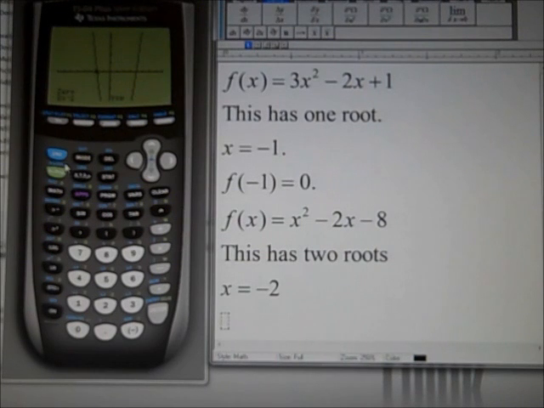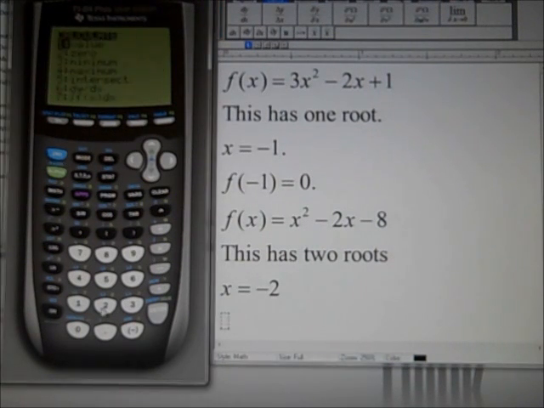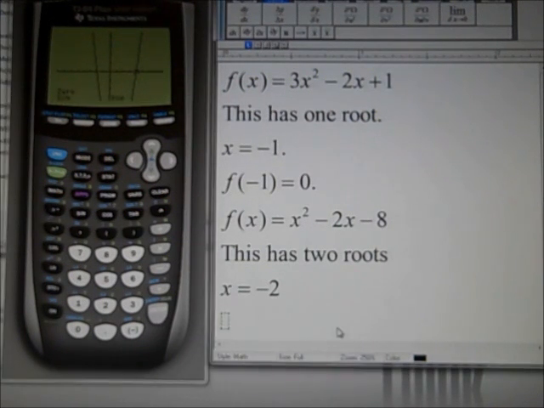Now let's figure out my next root. So my next root's over here. So second calc, I'm looking for a zero. Go to the left of it. Keep going here. There we go. So now I'm to the left of it, press enter. Scroll over. Now I'm to the right of it, press enter. And we can see that's at 4. So my 2 roots are x equals negative 2 and x equals 4.